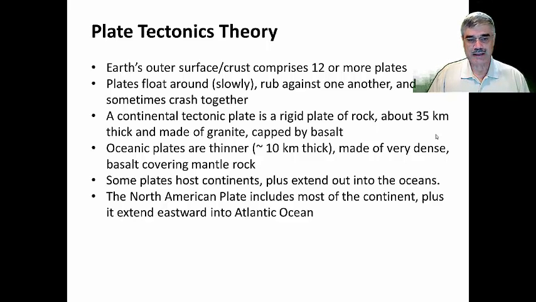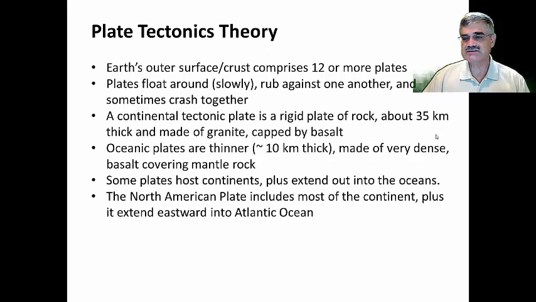An oceanic plate would be thinner, about 10 kilometers, maybe about 6 miles in thickness, made of very dense basalt covering mantle rock. Now, some of these plates contain both continents and extend out into the oceans, as we will see in the next slide. The North American plate, the one we are writing on, includes most of the continent of North America, plus Greenland, and extends eastward into the Atlantic Ocean and actually a little bit westward to Russia.